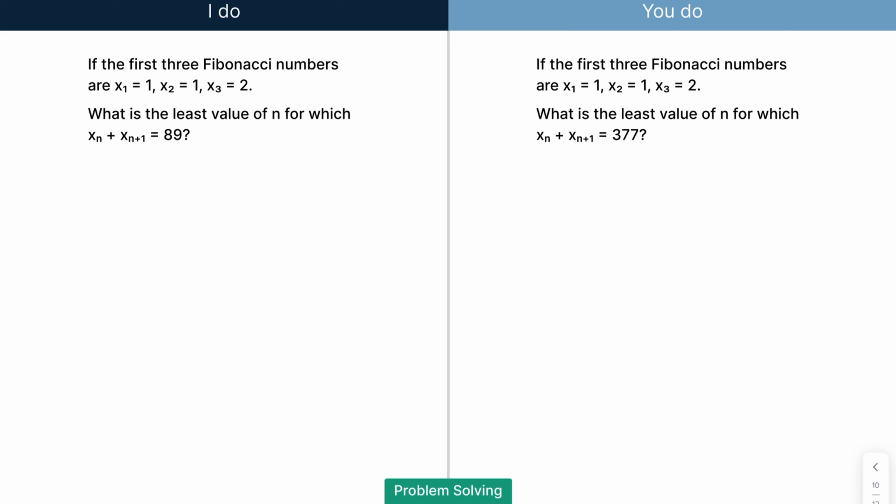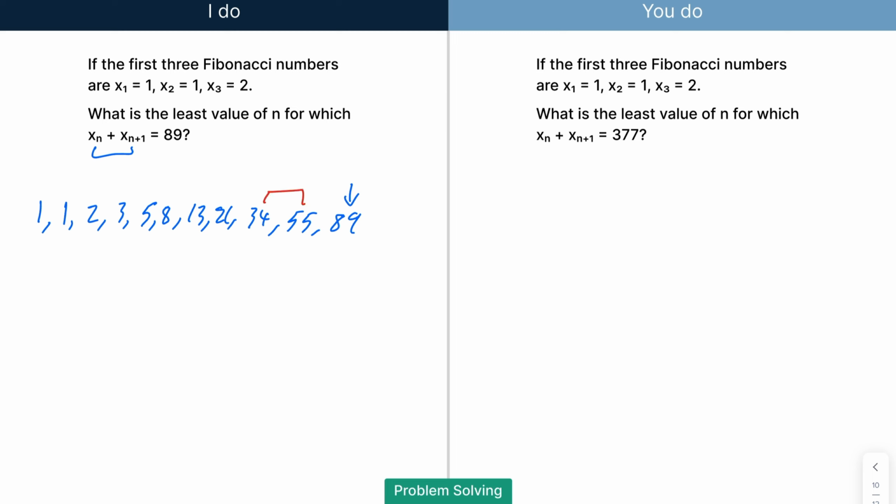Looking at this one, it's saying what is the least value of n for which x_n plus x_(n+1) is 89. So again, start off by writing the sequence. If you've been told the sequence starts with 1, 1, 2, then it's just a case of adding the previous two terms. So that's 3, 5, 8, 13, 21, 34, 55, 89. Perfect. So we can stop there. So we know the sequence is 89 here. And this is basically saying what previous two terms did you add together to get me this? And that was these two terms. So what position are these two terms?